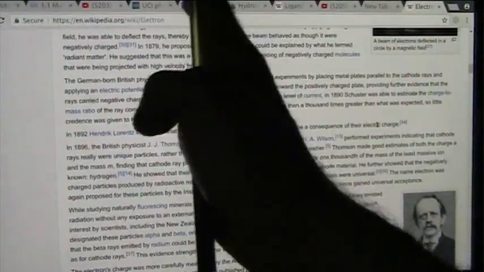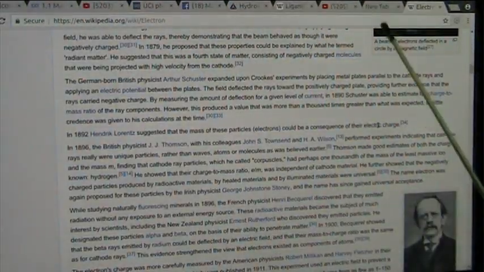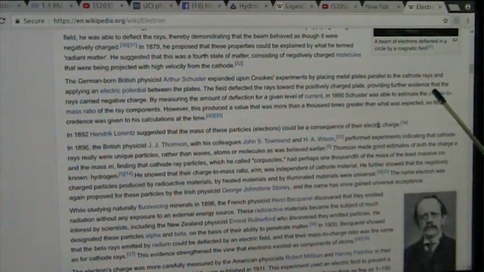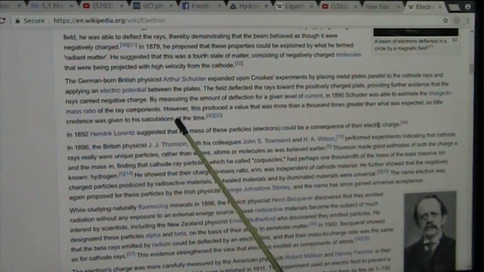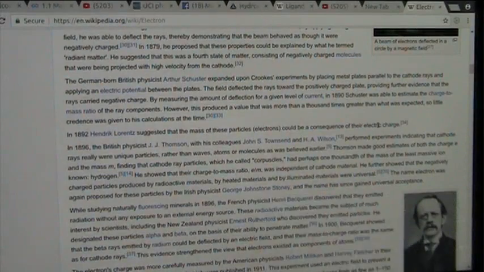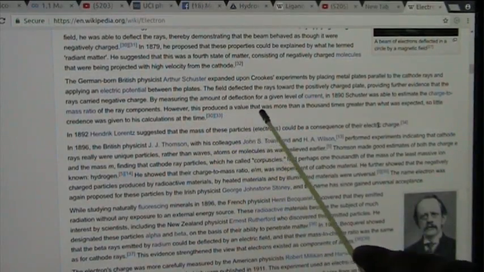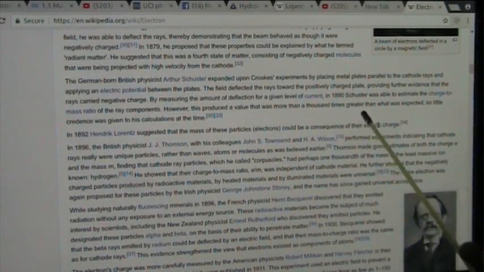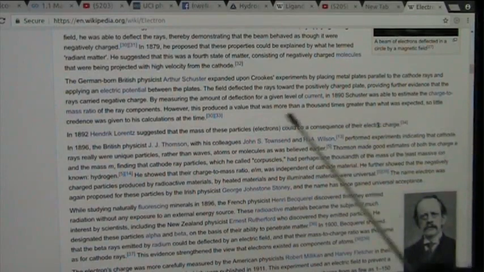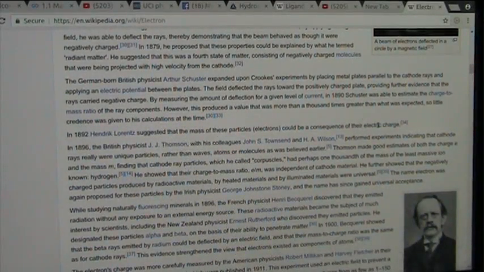Okay, so you've got a negative and you've got a positive, and going through here, it pushes the negative towards the positive, providing further evidence that the rays carried negative charge. Obvious, seems to me obvious. It's pushing the negative towards the positive. Seems normal. Now listen to this. However, this produced a value that was more than 1,000 times greater than what was expected. So little credence was given to his calculation at the time.